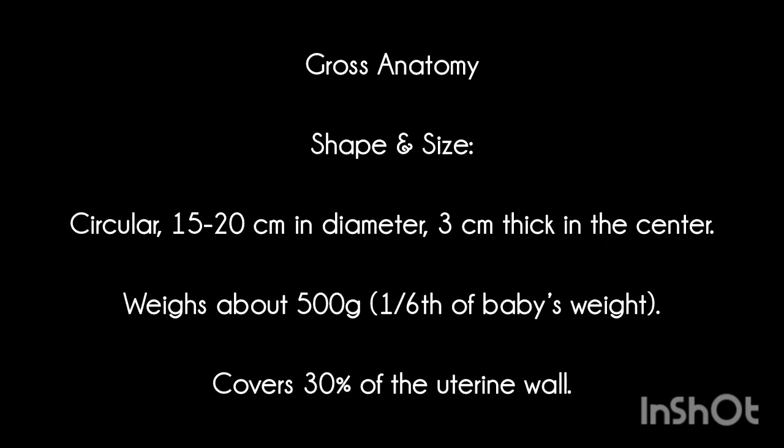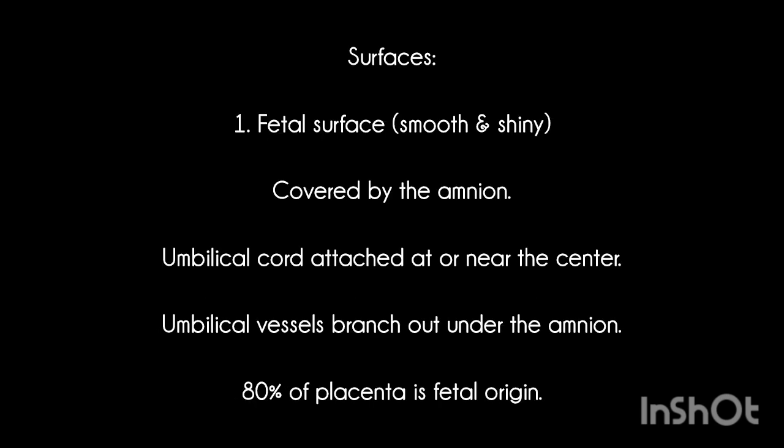The placenta at term. Gross anatomy, shape and size. Circular, 15 to 20 cm in diameter, 3 cm thick in the center. Weighs about 500 grams, 1/6 of baby's weight. Covers 30% of the uterine wall. Surfaces. 1. Fetal surface, smooth and shiny. Covered by the amnion. Umbilical cord attached at or near the center. Umbilical vessels branch out under the amnion. 80% of placenta is fetal origin.